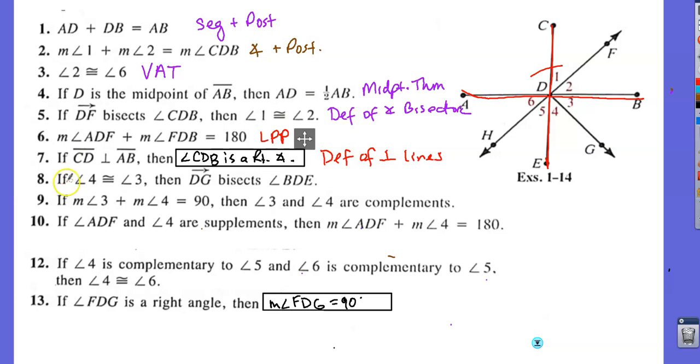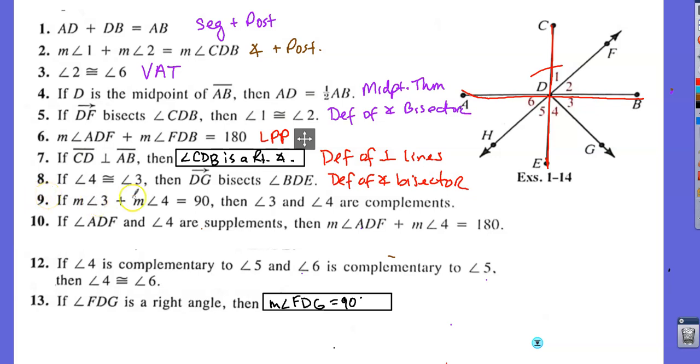Okay, let's keep going. If angle 4 and 3 are congruent, then DG bisects that angle. So you know you're dealing with an angle bisector. And it says the angles on either side are congruent. That should be definition of angle bisector.